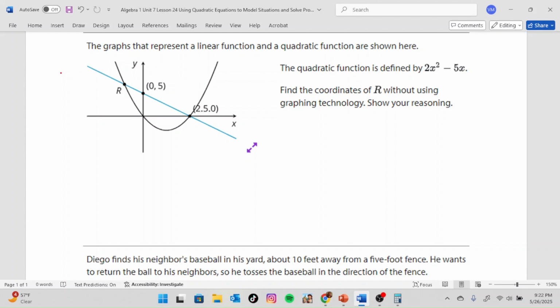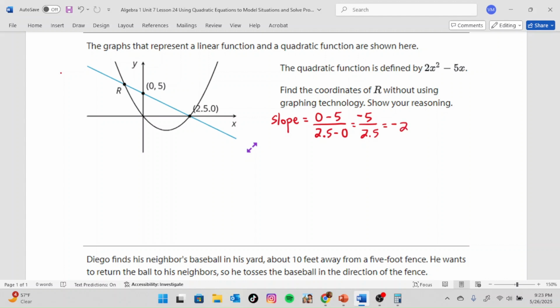So what I'm going to need is the slope. Well, the slope is the second y, which is 0, minus the first y, which is 5, divided by the second x, which is 2.5, minus the first x, which is 0. This is going to give us negative 5 divided by 2.5, which is negative 2.